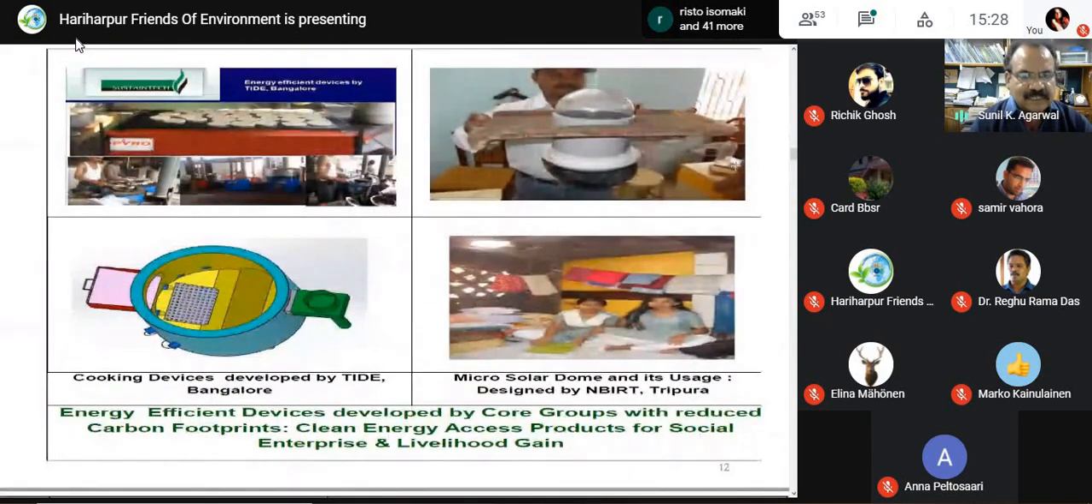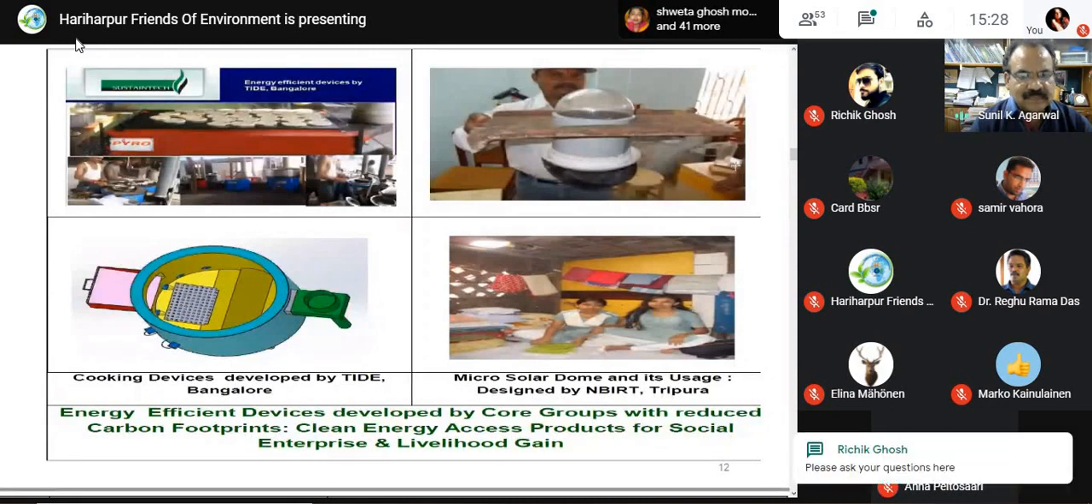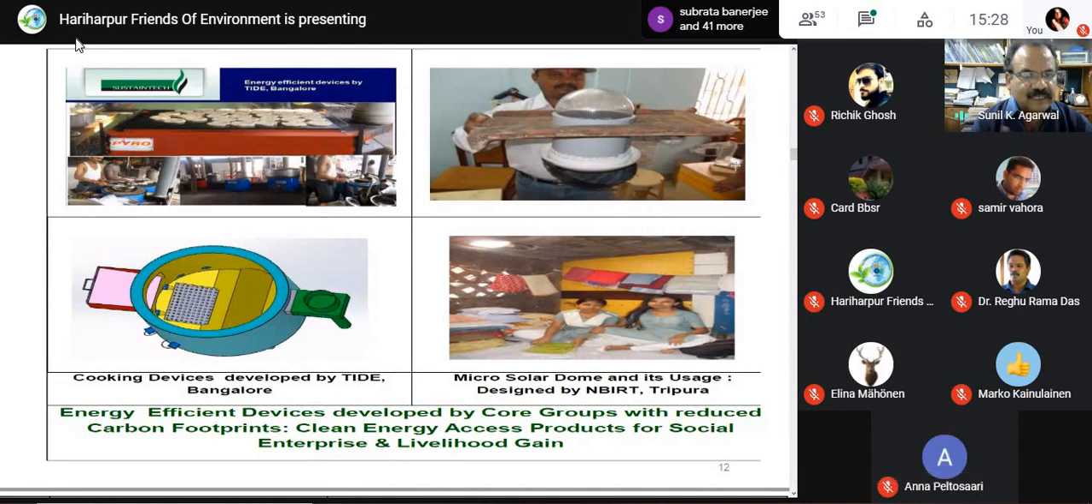And these are other interventions which have been carried out by these groups. One group is based in Bangalore, Tide Bangalore. They have come out with energy efficient cooking devices. And this is a micro solar dome, which is designed and developed by NVIRT. So these are the efforts and initiatives which are need-based and addressing the problem at the community level in remote parts of the country. Next slide, please.